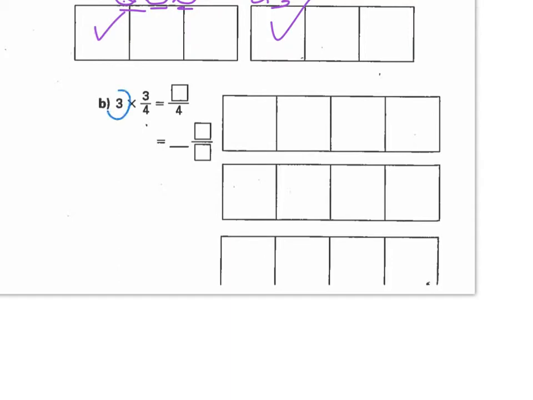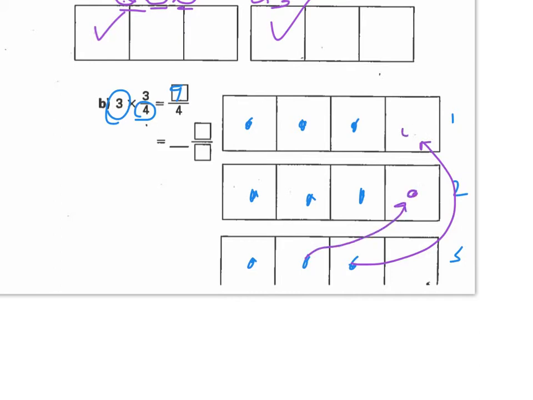Because I have 3 groups, 1, 2, 3. Because my denominator is 4, each group is divided into 4. So I'm going to put in 3/4. 1, 2, 3. 1, 2, 3. 1, 2, 3. How many fourths do I have altogether? I have 9. Now I need to rearrange those to fill in all the grids. So I'm going to move this one up here, and I'll move that one up here. Now I see I have 1, 2 complete, and I have 1/4 left over.